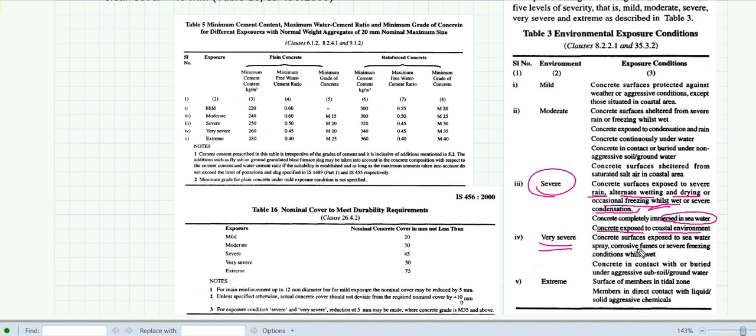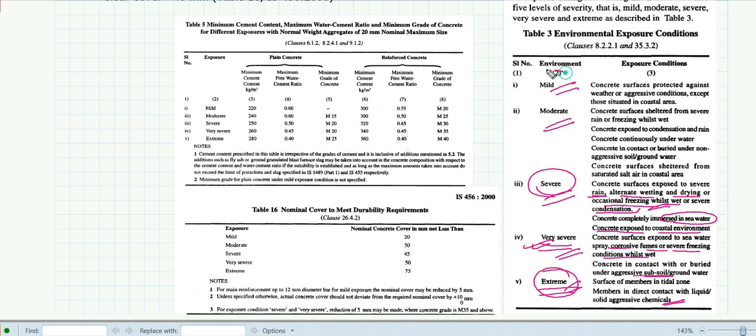And very severe: concrete surface exposed to seawater spray, corrosive fumes, and severe freezing conditions. Concrete in contact with or buried under aggressive subsoil, that is very severe. And extreme: surface of members in tidal zone, members in direct contact with liquid, solid, aggressive chemicals, etc. In that case, it will be extreme. So this kind of exposure conditions are given in the IS code.